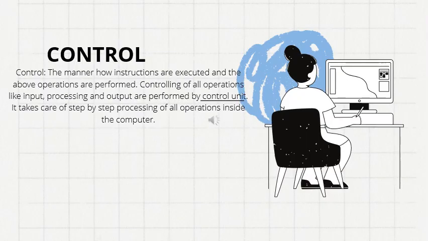Let us discuss what is control. This is the manner in which instructions are executed and the above operations are performed. Controlling of all operations like input, processing, and output is performed by the control unit. It takes care of step-by-step processing of all operations inside the computer.